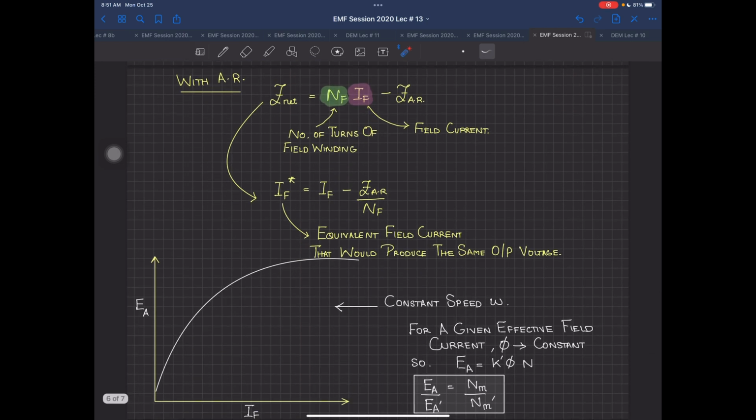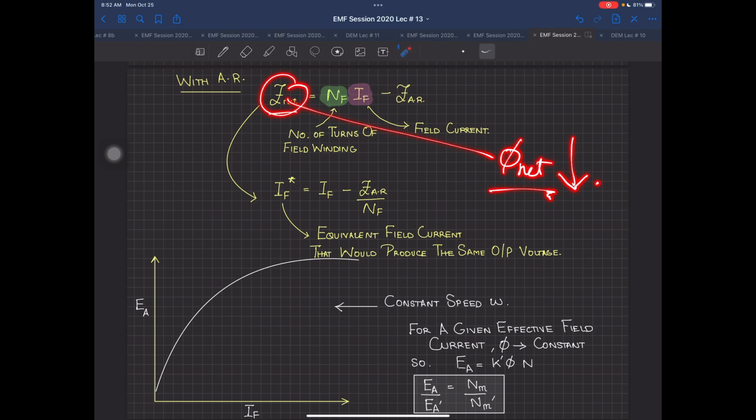Okay, just a few words about armature reaction again. If you have armature reaction taking place inside your machine, what happens? What is NFIF? NF is the number of turns of the field winding, and IF is the field current. So NFIF is the MMF of your field winding. Then the armature reaction MMF is subtracted from the total MMF of your machine. This is your net MMF, which is responsible for producing the net flux in your machine, and as I told you, because of armature reaction, this net flux is decreasing.